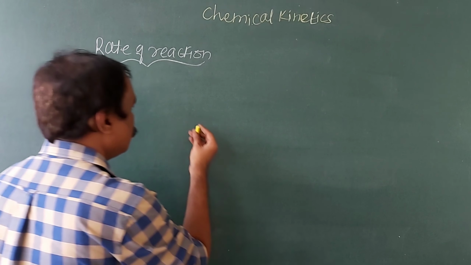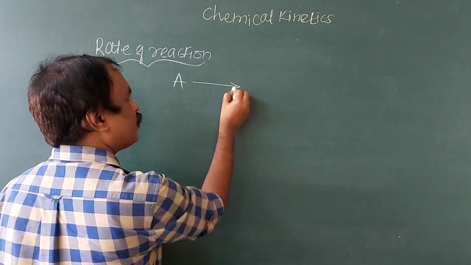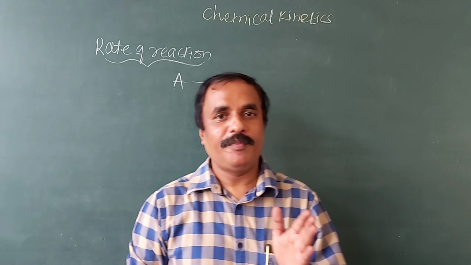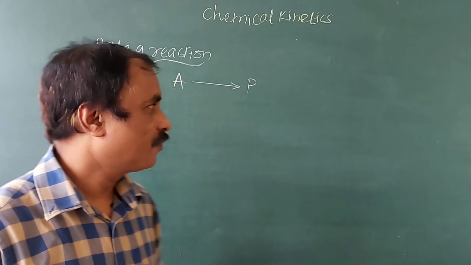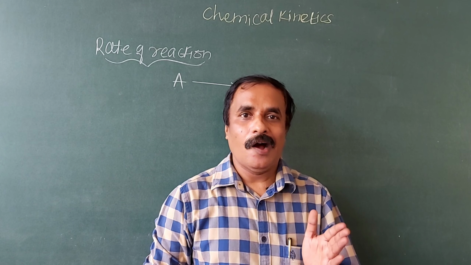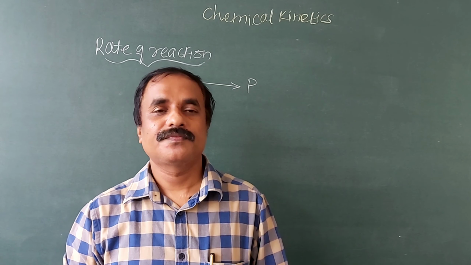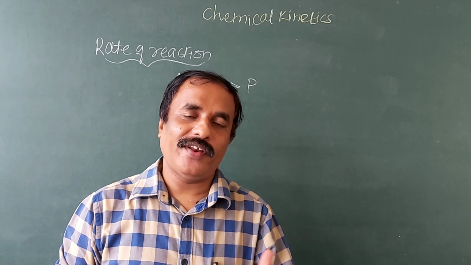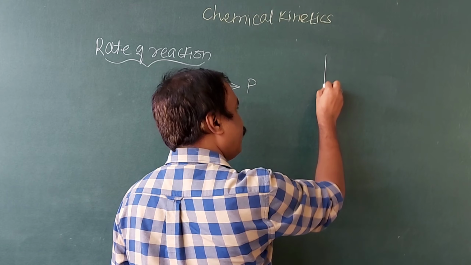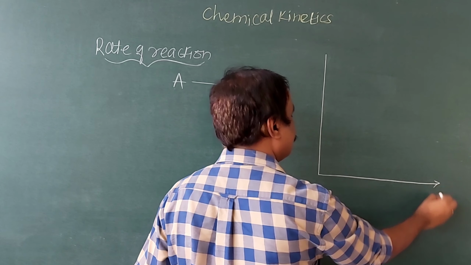I will take a general reaction A to product, where A is the reactant and B is the product. Now, rate of reaction: we can find average rate of reaction or instantaneous rate of reaction. What is instantaneous rate of reaction? When reaction progress is followed by time, that is said to be instantaneous rate of reaction.